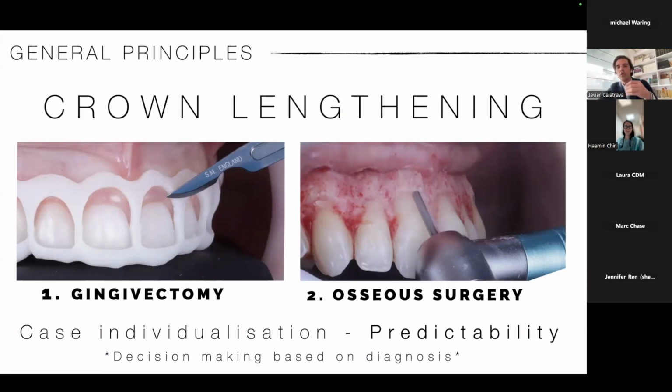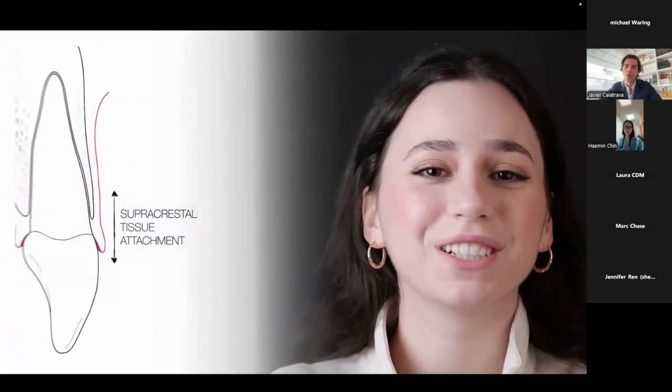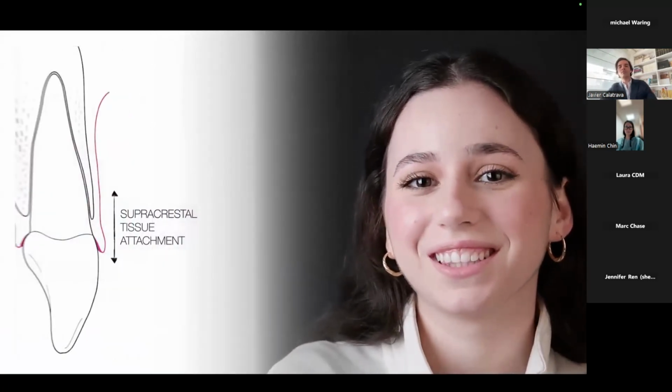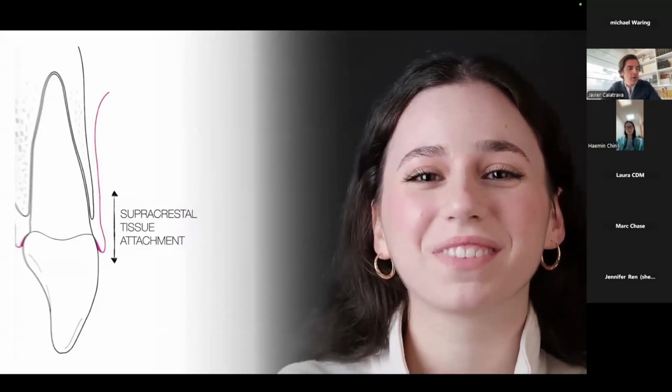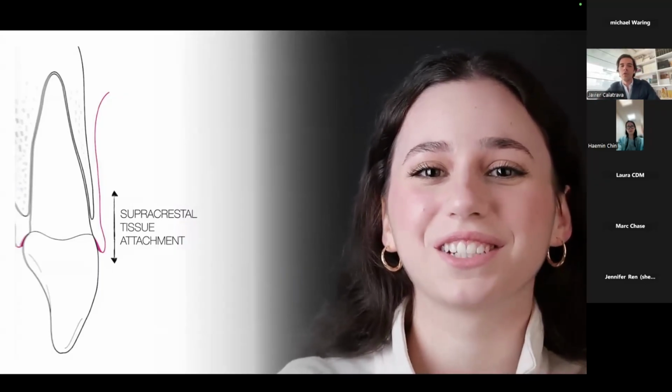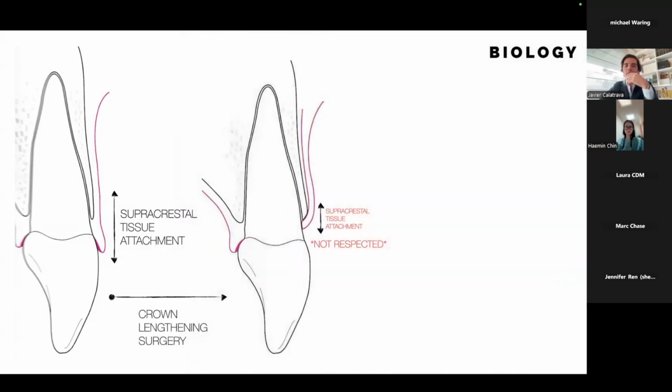However, all the relevant information is in the diagnosis so that we are predictable in the long term. So if Denisa comes because imagine her sister is getting married in a year and she wants to improve her smile, we need to start understanding why this is happening. And if we do a crown lengthening surgery and we don't respect the supracrestal tissue attachment, we just perform a gingivectomy, what's going to happen?